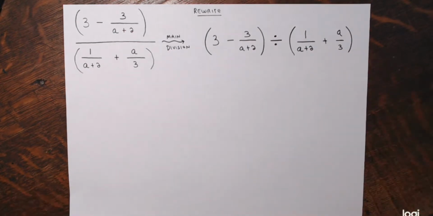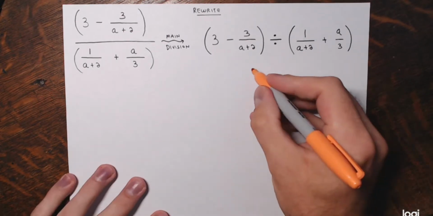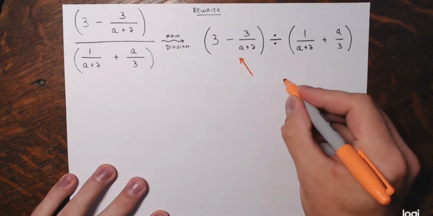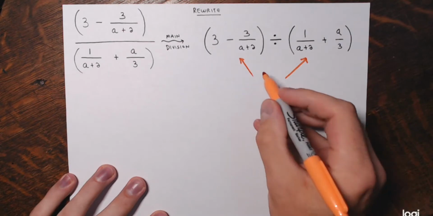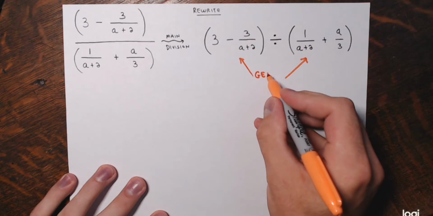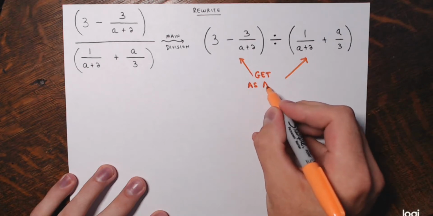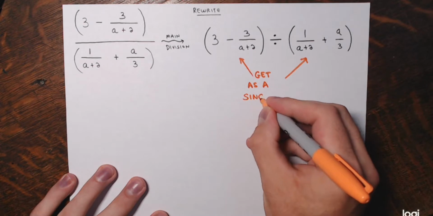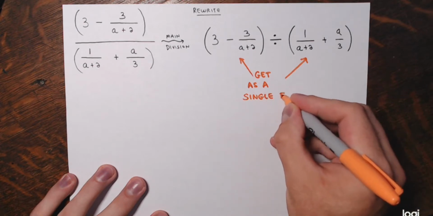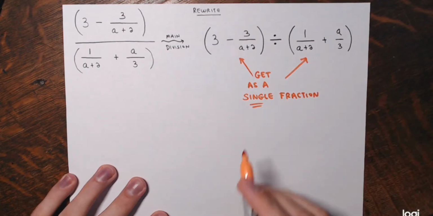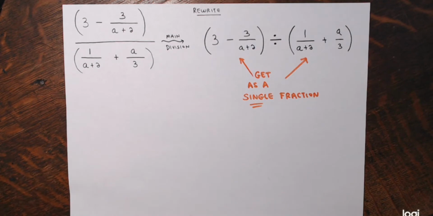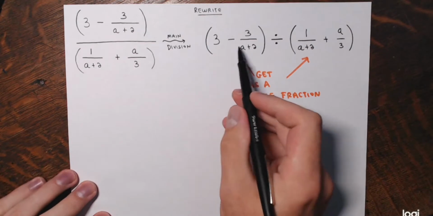And now what I'm going to do, after I rewrite as division, is take each of these expressions here and write them as a single fraction. And then we'll basically be working on a problem where we're just dividing fractions, and you've seen that in previous exercises, previous videos, previous assignments. So I'll start with the numerator.